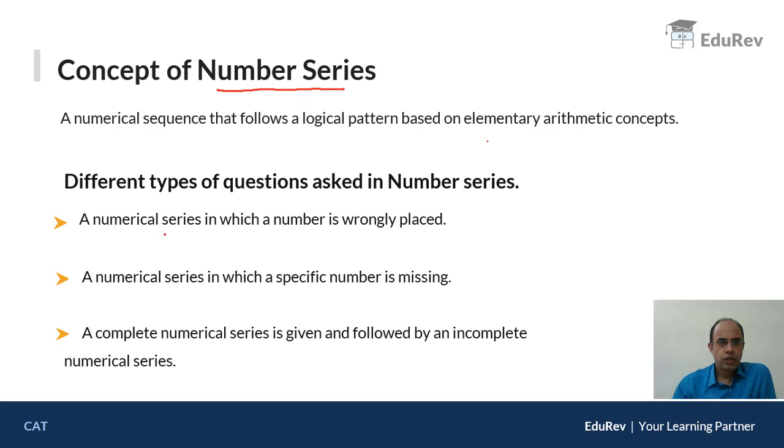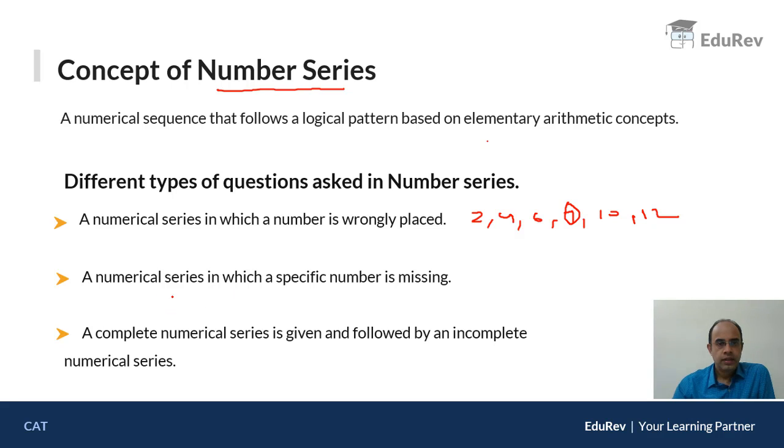First is a numerical series in which a number is wrongly placed. For example, I say 2, 4, 6, 7, 10, 12, and I ask you to find which is the number which is wrongly placed. So I'm observing these are all even numbers. So 7 is the wrongly placed number. Such type of questions come in number series.